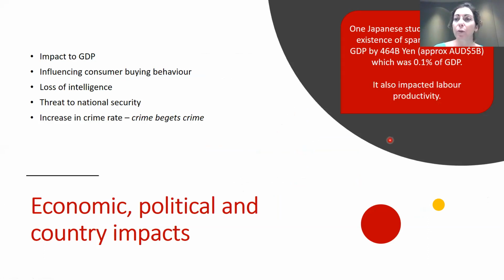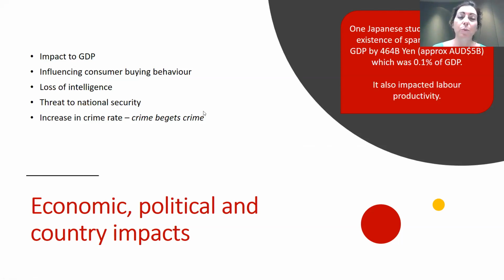Then, if you think about it, there's broader impacts to the economy, politics, and a country overall. So there's an impact to the GDP. There was a Japanese study, it's really interesting, I put it in the references readings, that found the very existence of scam messages took quite a large amount off the GDP, 0.1% of GDP, which is equivalent to around about an Australian billion dollars. And it also impacted labour productivity, which they didn't take into account with those figures.